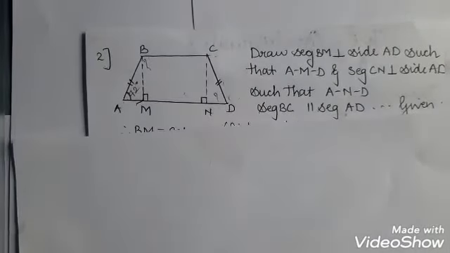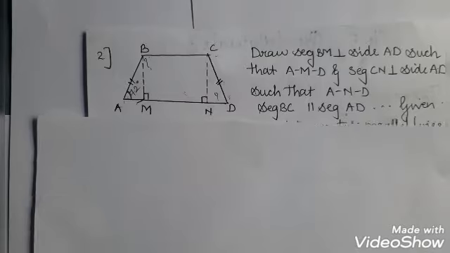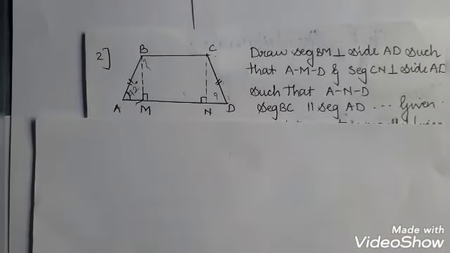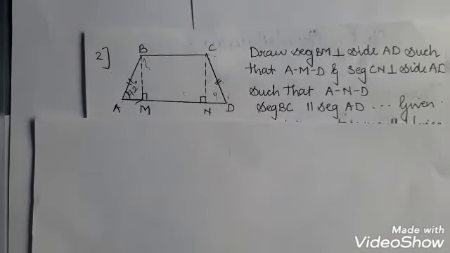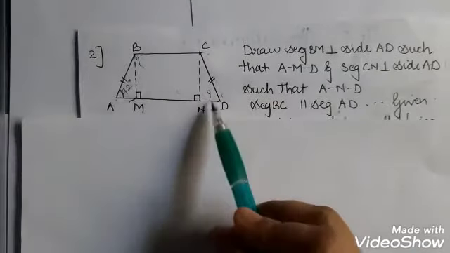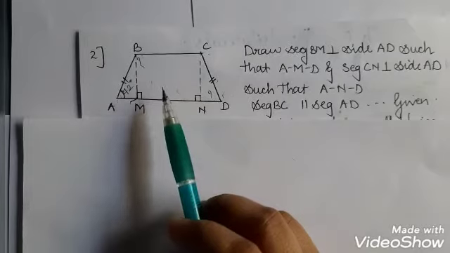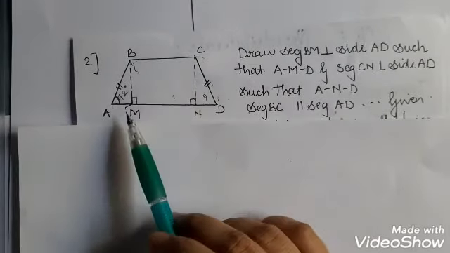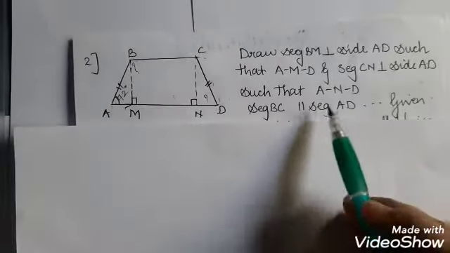Okay, so now we have to do a construction over here. I will draw segment BM perpendicular to segment AD and segment CN perpendicular to segment AD. Okay, these two sides I draw as perpendicular and I have shown it as 90 degrees. Such that A-M-D and A-N-D.